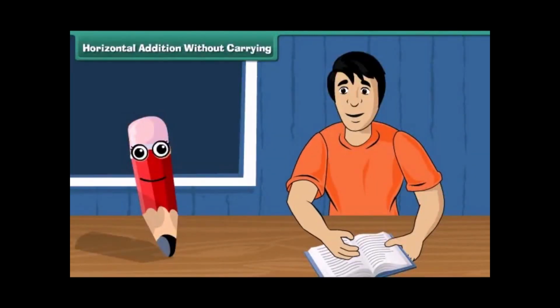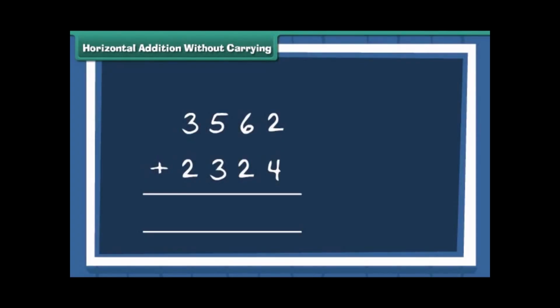This was simple, but tomorrow my assessment will be on 4-digit numbers. Could we practice those now? Oh yes, let me show you how to add 2 numbers horizontally. We have the 2 numbers 3562 and 2324, which are written as.